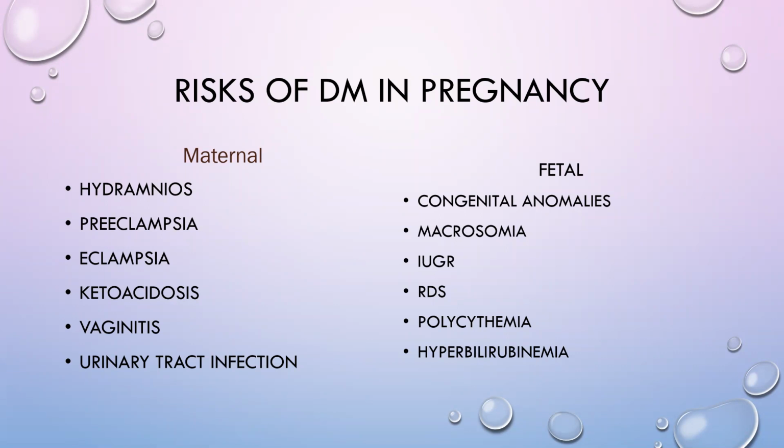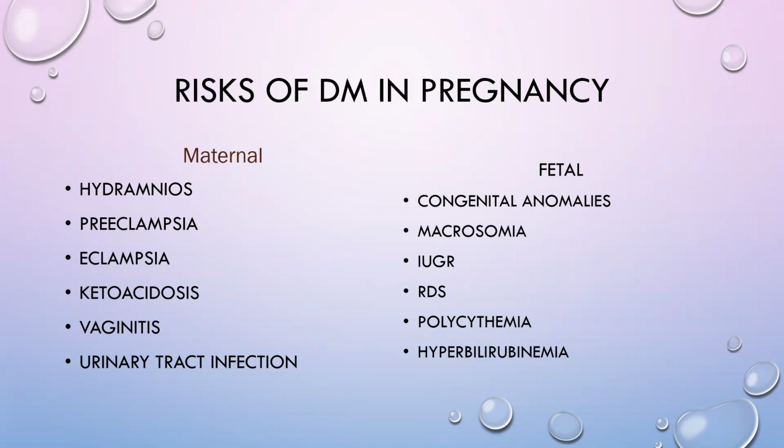Preeclampsia and eclampsia occur more often in diabetic pregnancies than in normal pregnancies, especially when there are vascular changes that have already occurred. Hyperglycemia, due to insufficient amounts of insulin, can lead to ketoacidosis as a result of the increase in ketone bodies. Pregnancy can also worsen retinopathy in women with diabetes, and the pregnant woman with diabetes is also at increased risk for vaginitis and urinary tract infections because of the increased glycosuria.